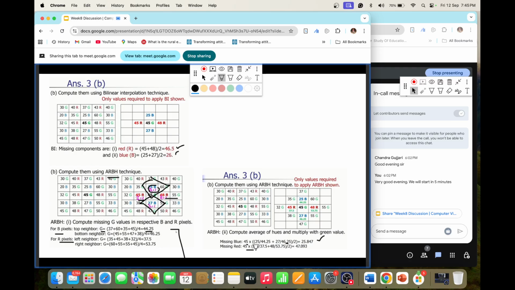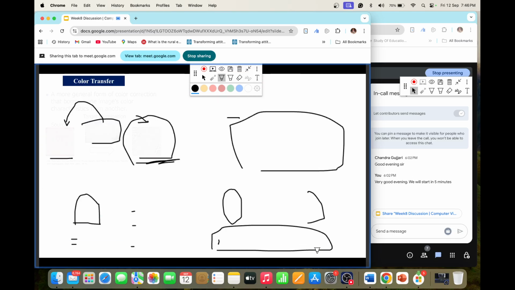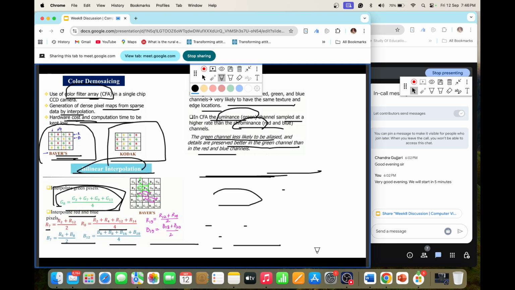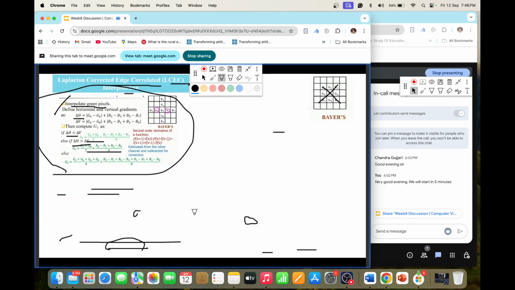Missing red you can calculate the same way: 45 into 37.5 plus 48 into 53.75, divided by 2. By this you can get the missing red value. Or better, you can directly put this formula. Where is the formula? Here. Once you know this formula, you can directly put it in to get the missing blue or red pixel. So this is the theory.